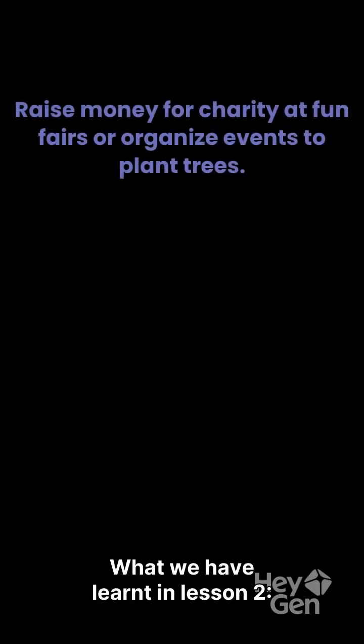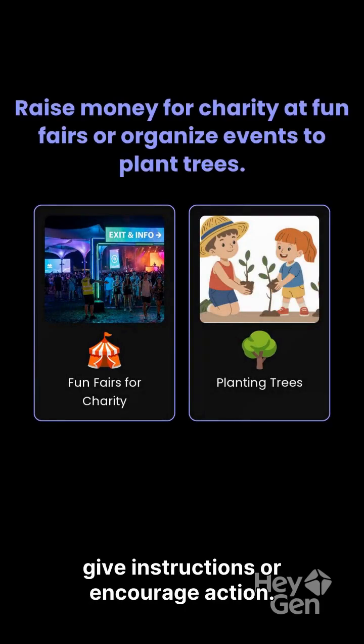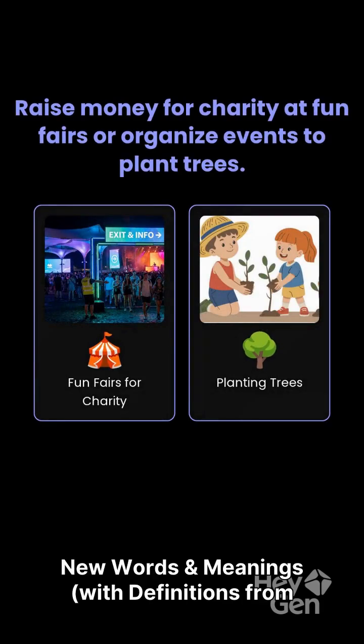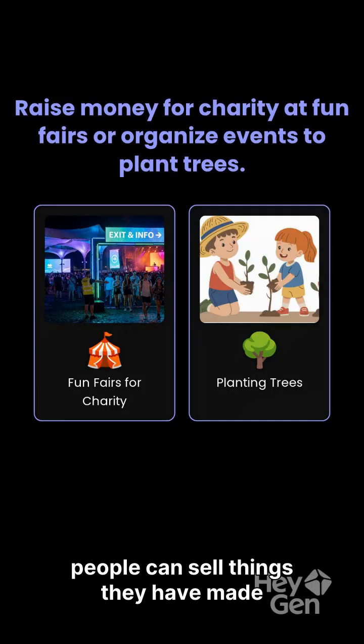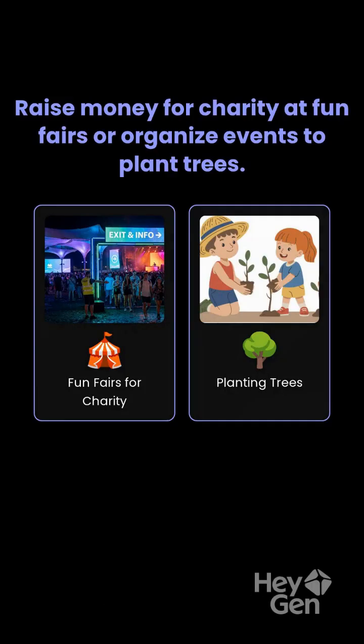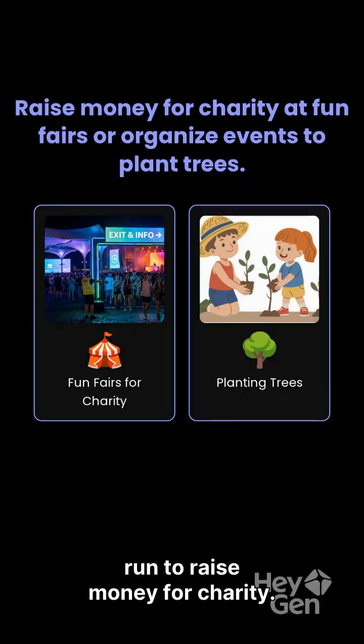What we have learned in Lesson 2. Planning charity events and using imperatives to give instructions or encourage action. New words and meanings, with definitions from the file. Craft Fair: a market where people can sell things they have made, like jewelry or art. Fun Run: an activity where people run to raise money for charity.